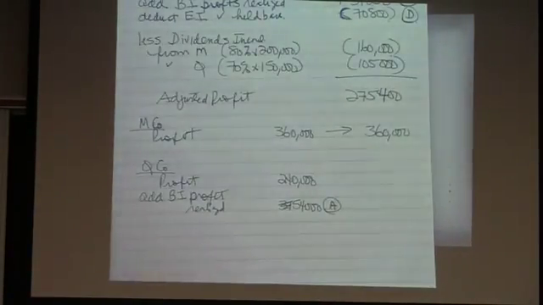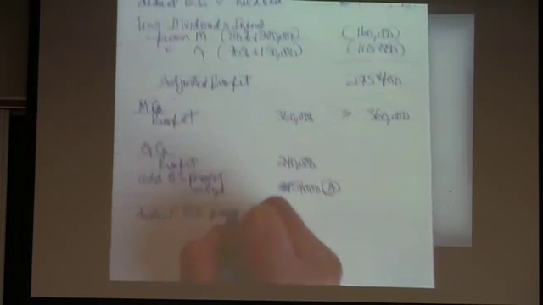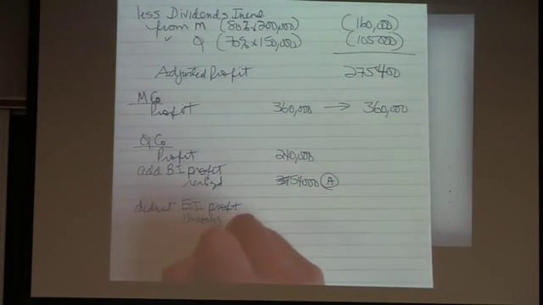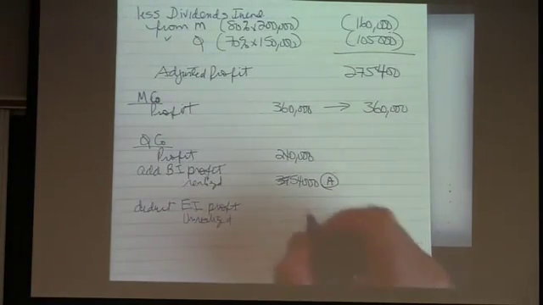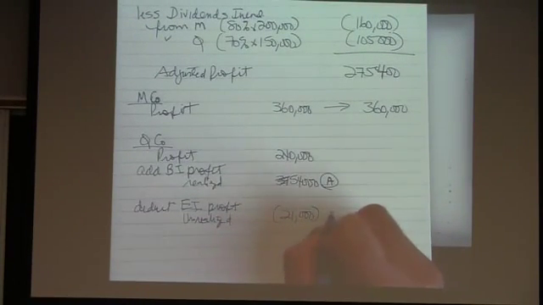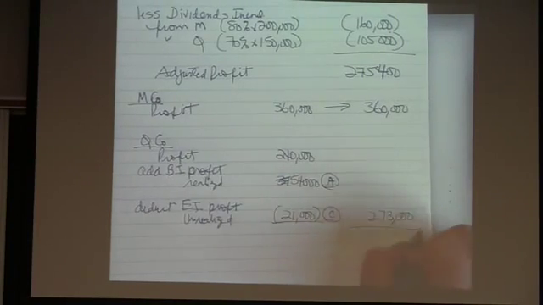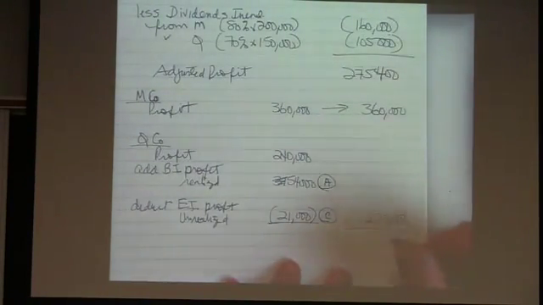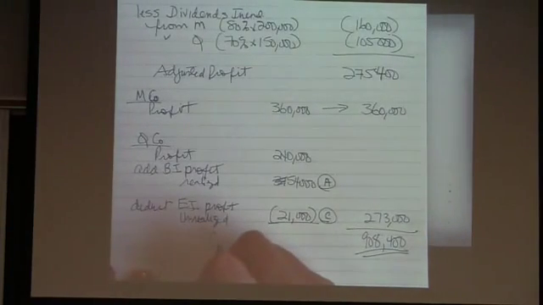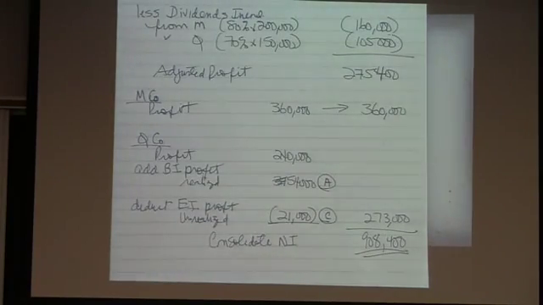Okay, now we're going to deduct ending inventory profit that's now unrealized, and that is 21,000. Let's call that C. We get 273. So if I add all of these three, I get 908. This is the consolidated net income. Now, how much goes to non-controlling?